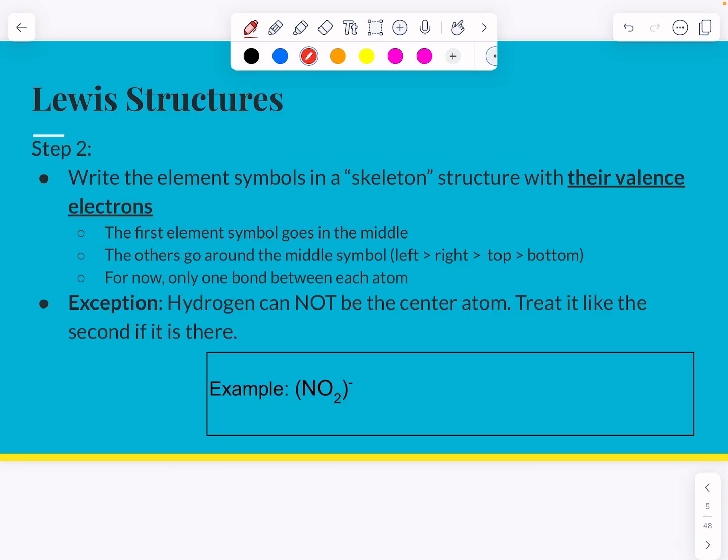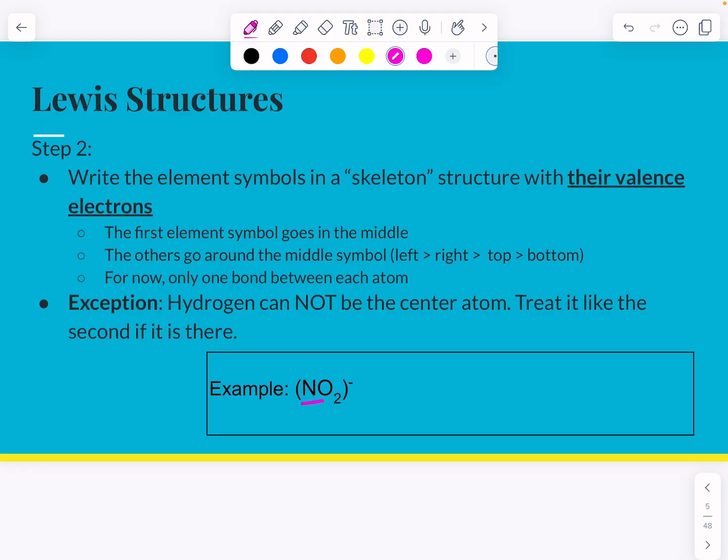All right, step 2 is then we draw what's known as the skeleton structure to figure out how their valence electrons are going to bond. Remember that the goal of bonding is to achieve a full shell. So if you think about how many electrons they come with, it can give you an idea of how many times they need to bond. So for example, let me start with my nitrogen here.